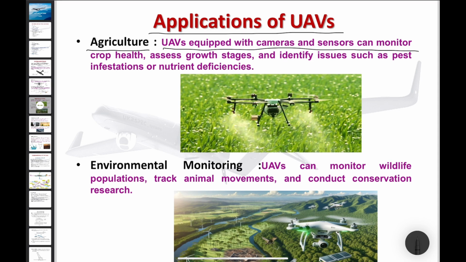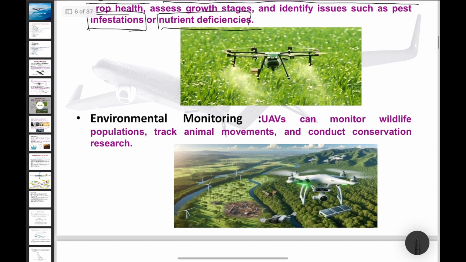UAVs equipped with cameras and sensors can monitor crop health. Here, this UAV is equipped with some sensors, and these sensors will collect the data and send it to a farmer. So they can observe how the crops are growing, and what the infections and nutrient deficiencies are. Okay, they can identify these easily nowadays. This is the main application we are using.